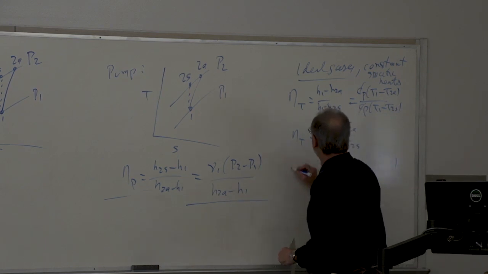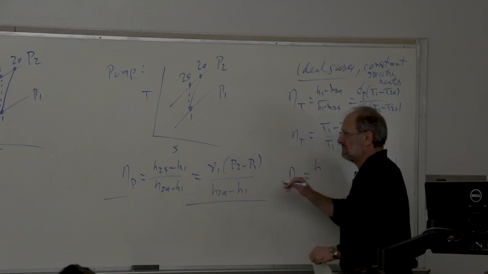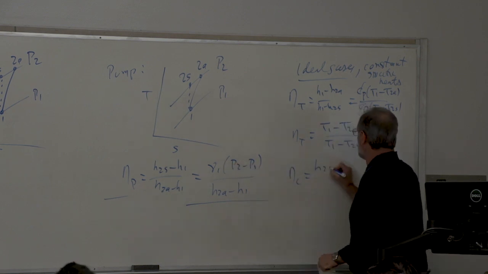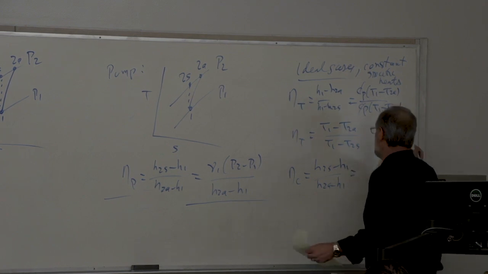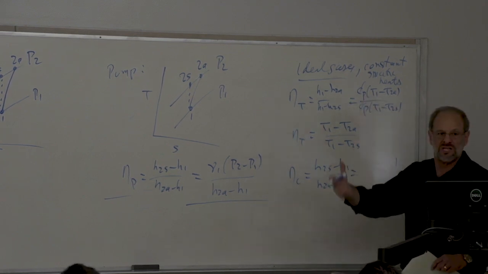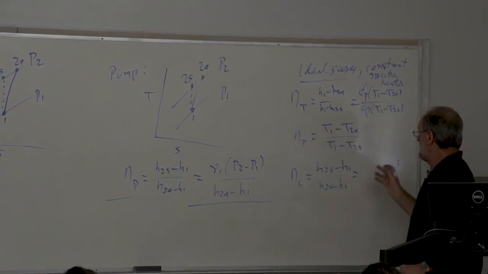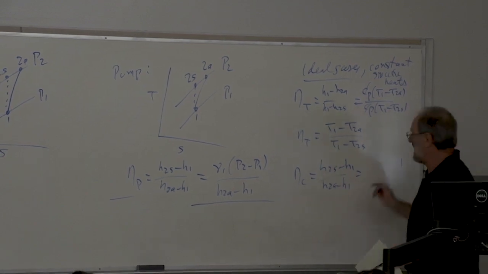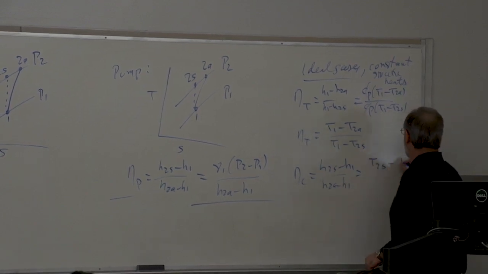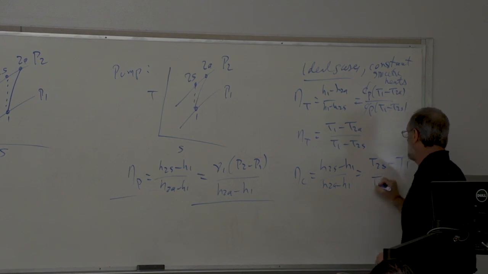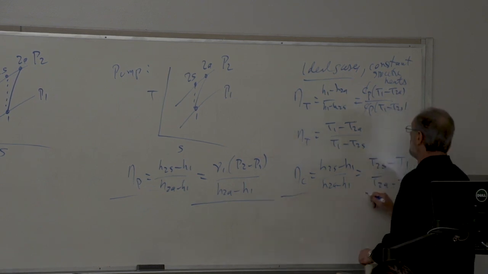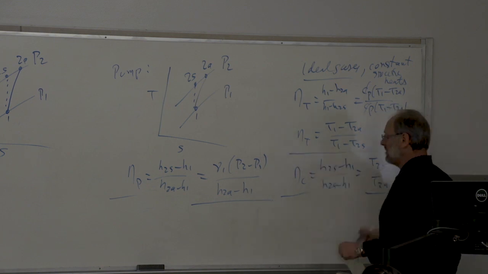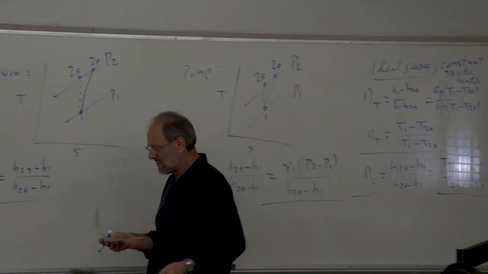And if we look similarly at a compressor, then, well, again, the basic equation is right over here: H2S minus H1 over H2 actual minus H1. Again, this can be just converted into a Cp delta T term, and then the Cp's are again going to cancel. So this is just going to be T2S minus T1 over T2 actual minus T1. So these are the equations we use for a turbine or for a compressor.